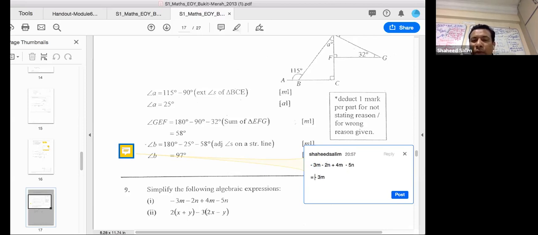There's also plus 4M. I just put the plus 4M in front. Then there's minus 2N. Remember, the sign is always in front of the term. Minus 5N. See, once I arrange this, you can see it now. 4M minus 3M, you're correct, is M. But you owe $2, you owe $5.